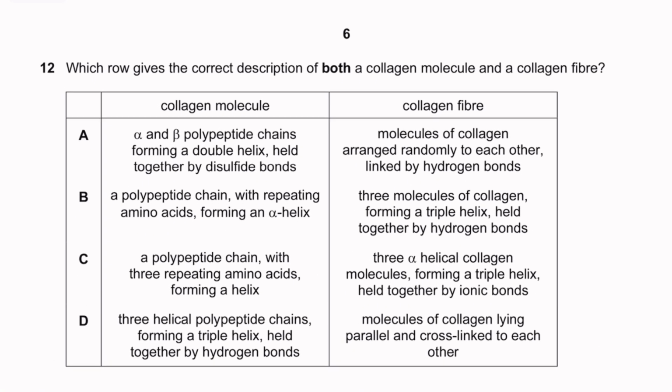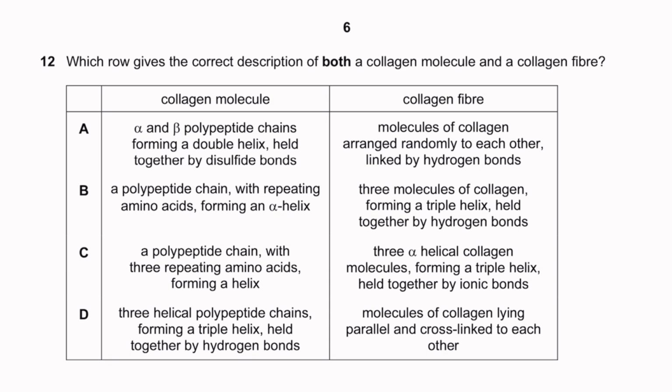C. Which row gives the correct description of both a collagen molecule and a collagen fiber? Okay, a collagen molecule: alpha and beta polypeptide chains forming a double helix, held together by disulfide bonds. A polypeptide chain with repeating amino acids forming an alpha helix. Definitely not. There's no alpha helix in collagen. A polypeptide chain with 3 repeating amino acids forming a helix. 3 helical polypeptide chains forming a triple helix held together by hydrogen bonds. This is true. Collagen fiber, however, is molecules of collagen lying parallel and cross-linked to each other. That is correct, so it's D.